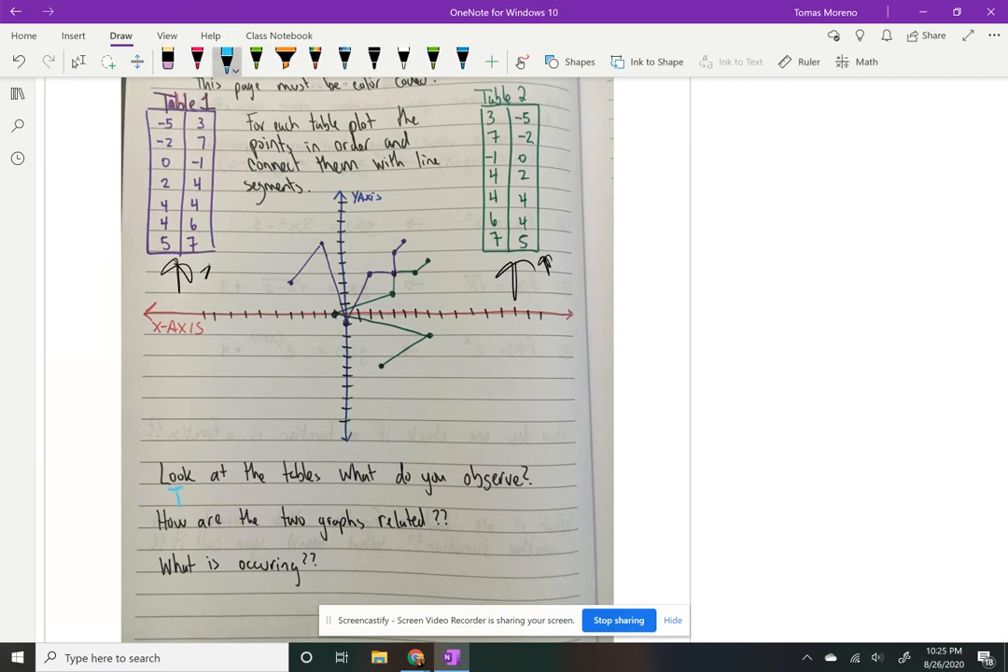I see that the X and Y's switch positions. So I see the X and Y switch positions. So I see that these are kind of like flip-flopping to form this table over here. So when I look at the graphs, well, then they kind of look like a mirror.